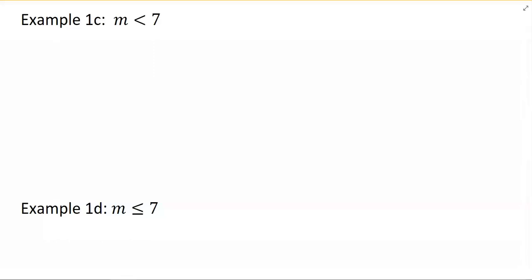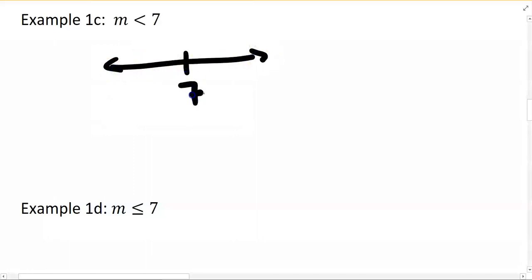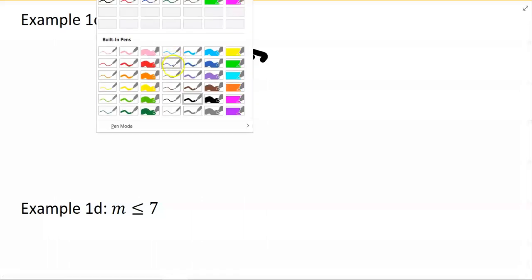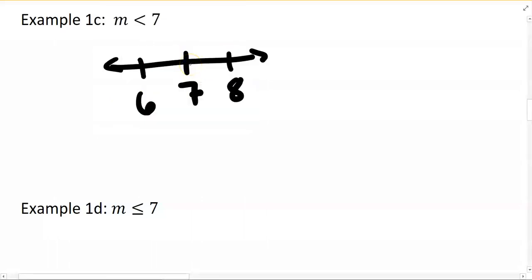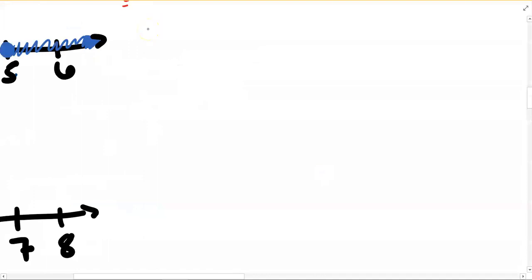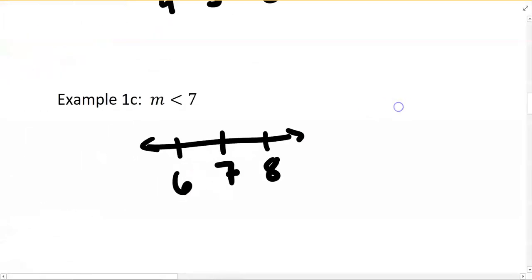So in example 1C, what we see is we need to draw our number line. And in this case, the middle number is going to be 7. To the left of 7 is 6. To the right of 7 is 8. Now, when we're doing our number lines, we don't always have to use the number that's directly to the left or directly to the right. It just has to be a number that's to the left and right. So I could choose 0 and 10 if I want to. Just any numbers that are going to fit one to the left and one to the right of our critical value.